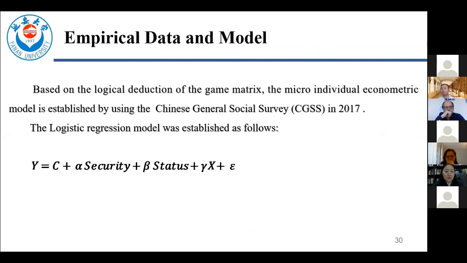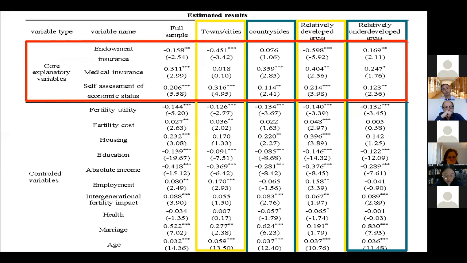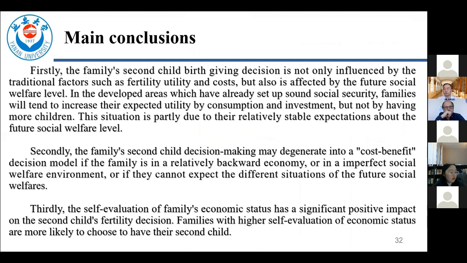Based on the logical deduction of the game matrix, the logistic regression model was established as follows. Here we measure social welfare with endowment insurance and medical insurance, and we measure income gap with self-assessment of economic status. X means the controlled variables. So the estimates are shown here, and by now we got 3 conclusions. These conclusions have been mentioned more or less before. As we have no more time here, I'd like to skip this part.